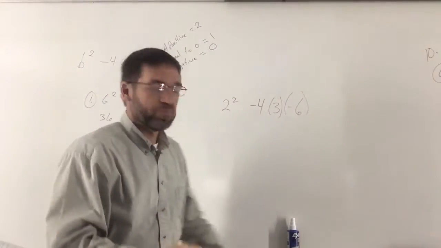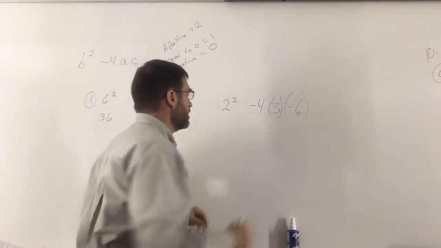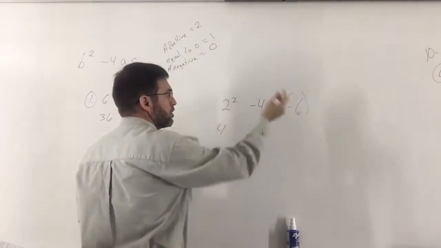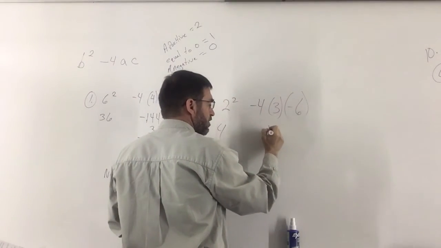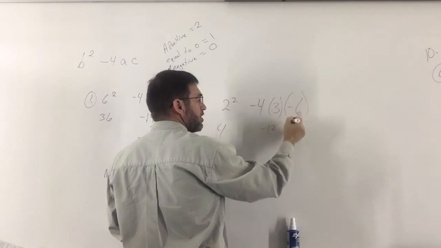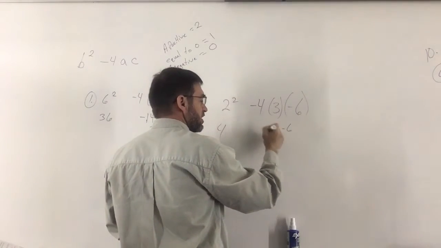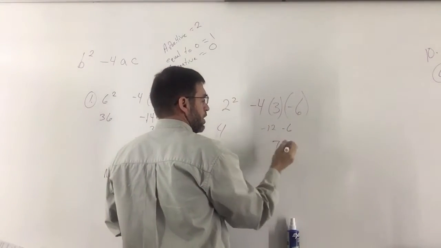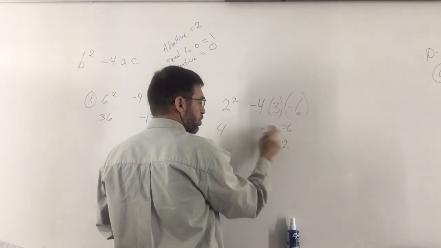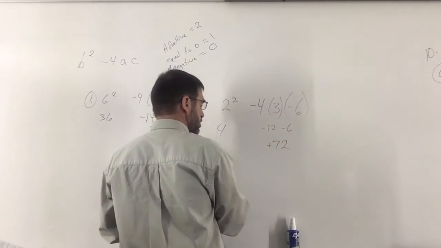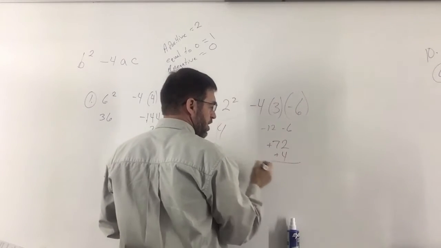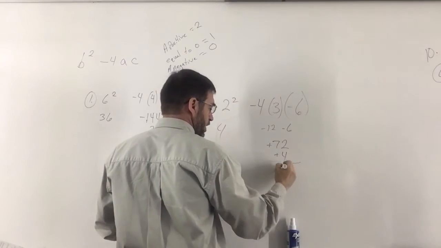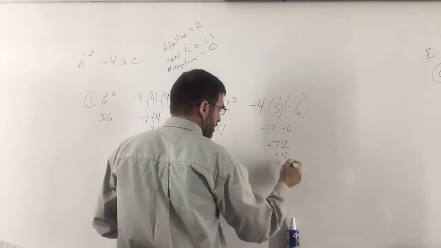Can you see that? Okay, this is real easy. 2 times 2 is 4. So we'll do this one. 3 times 4 is 12, negative 12. And now I have negative 6. 6 12s are 72. And 2 negatives multiplying makes me a positive 72. And here I have a positive 4 over here. And, whoa, that makes me 76.